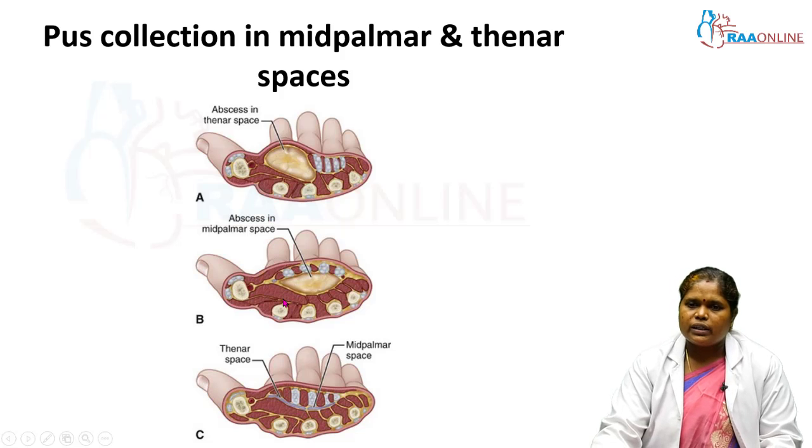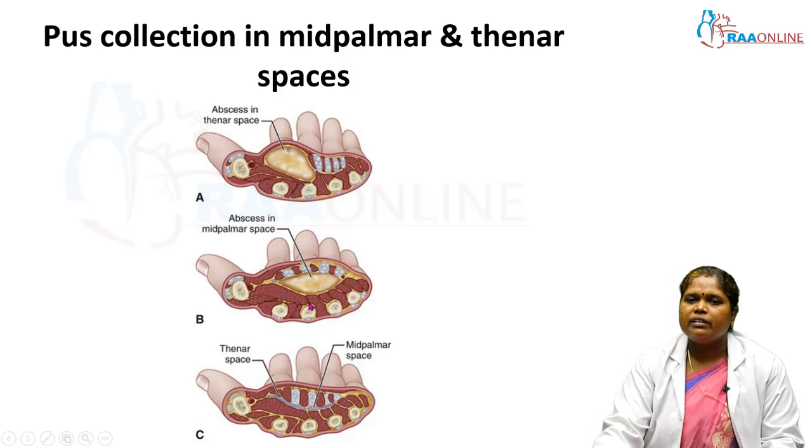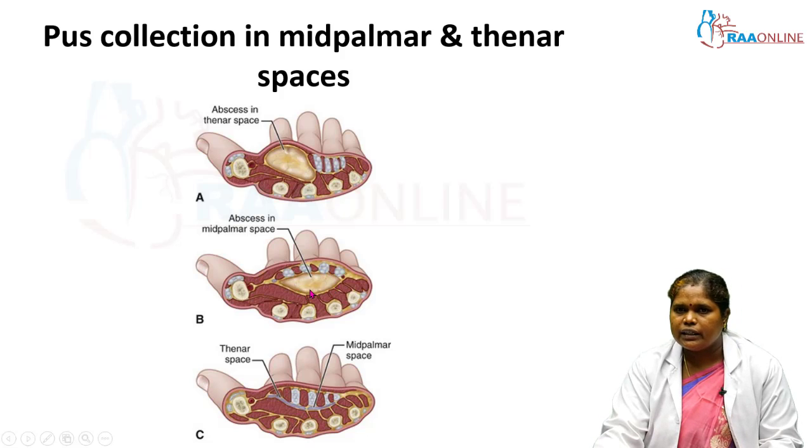Now here you can see this picture is a normal picture of the hand. We can see the thenar space on the lateral aspect, and the mid-palmar space on the medial aspect. So this is the normal potential space. Here we can see some collection in the mid-palmar space. This is a collection of pus, which is known as an abscess. So this is the abscess in the mid-palmar space.